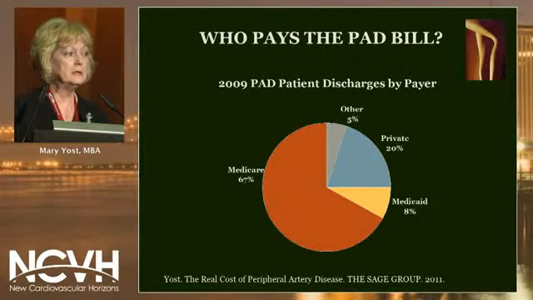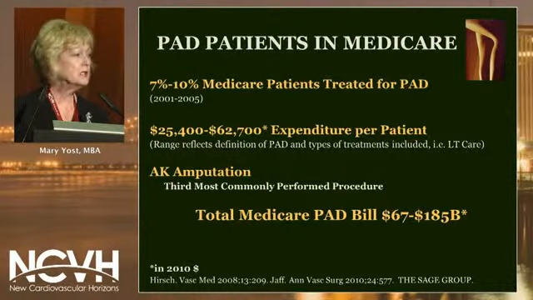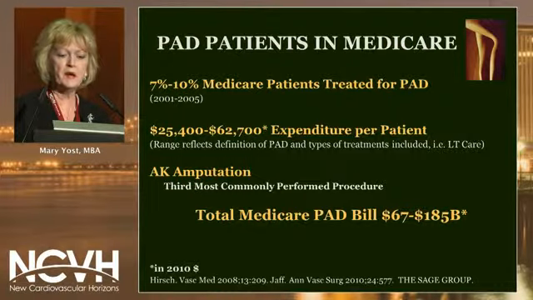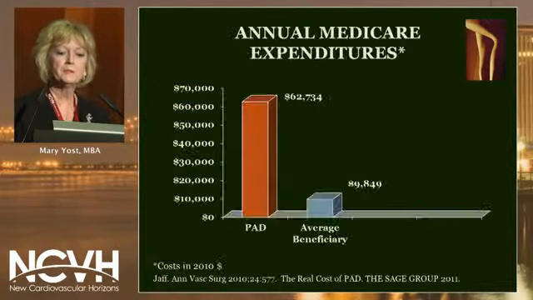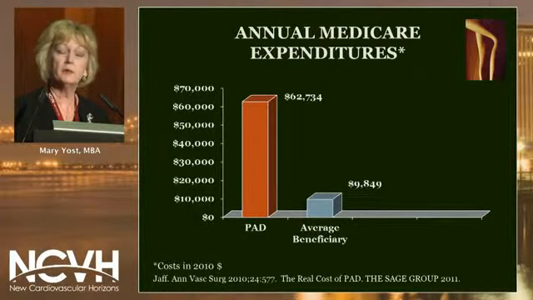Who pays the PAD bill? Medicare and Medicaid pay 75%. In other words, your tax dollars. If we look at PAD patients in Medicare, between 7 and 10% of Medicare patients are treated for PAD. The per patient cost is between $25,000 and $63,000. And of note, above the knee amputation is the third most commonly performed procedure. At $63,000, the per patient costs for PAD vastly exceed those for the average Medicare beneficiary at $9,800.